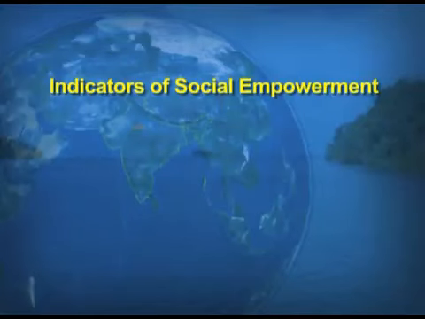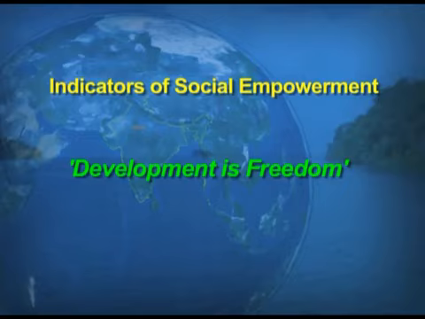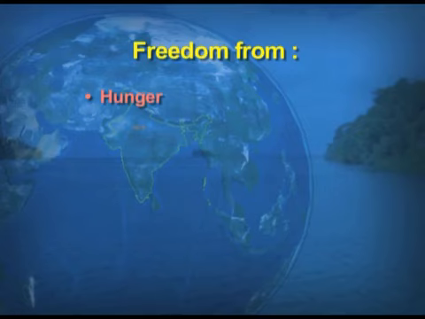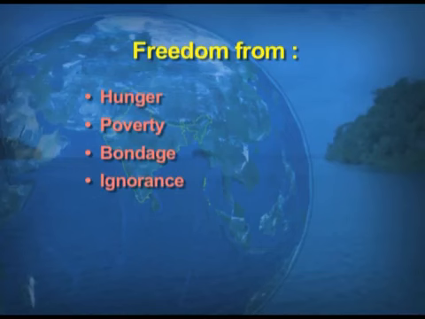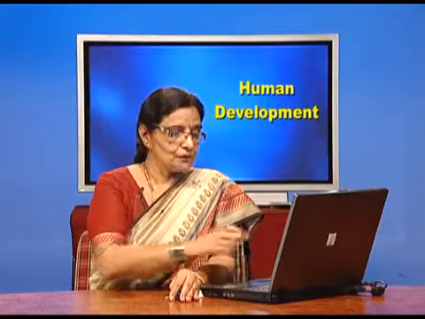Now, indicators of social empowerment. As we have said earlier also, development is freedom. So, freedom from which areas do we want the freedom? We want the freedom from hunger, poverty, bondage, ignorance, illiteracy. All these lead us to development if we have the freedom from all these areas.